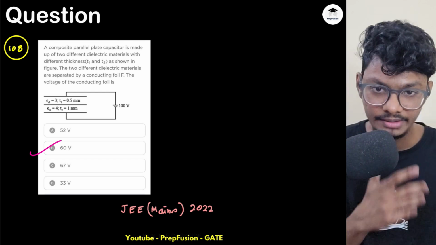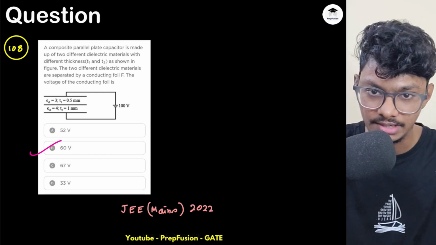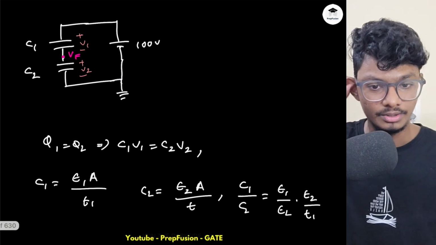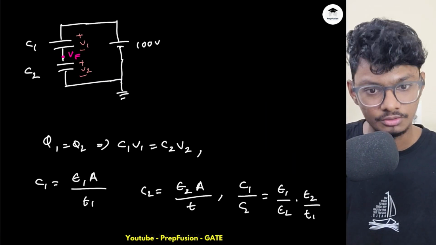So this came in JEE Mains. I saw this question, but this can come in your examination as well. Okay, this is a very simple question. This can come in your examination. Calculations are simple, but just that, will you be able to solve this or understand this concept?